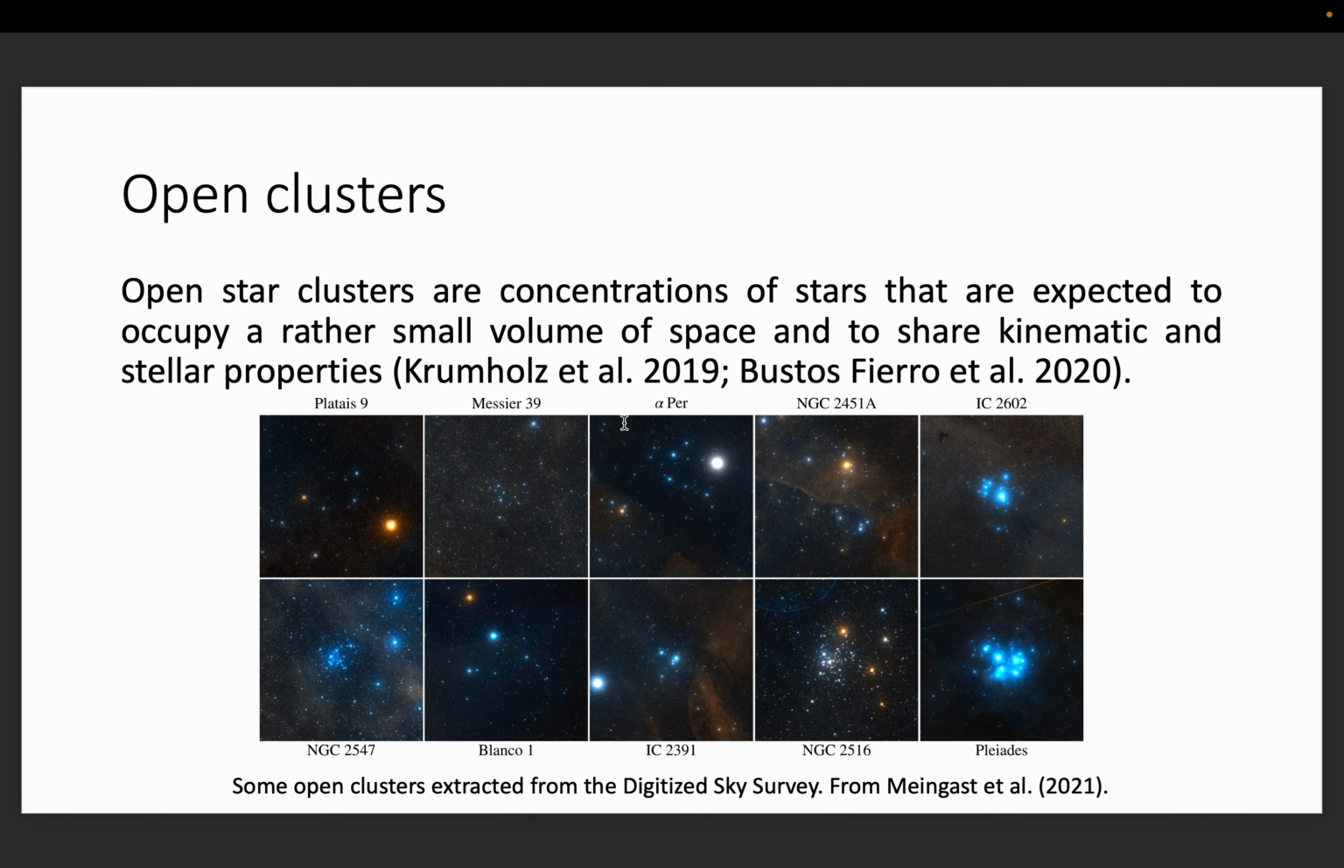So first, open cluster. There are many definitions of what an open cluster is, and it mainly depends on the topics that you want to study in this cluster of stars. So this is a brief definition of what is an open cluster that I like, and it's more like a concentration of stars that share some kinematic and stellar properties. So here we see a few open clusters extracted from the Theta Sky survey.